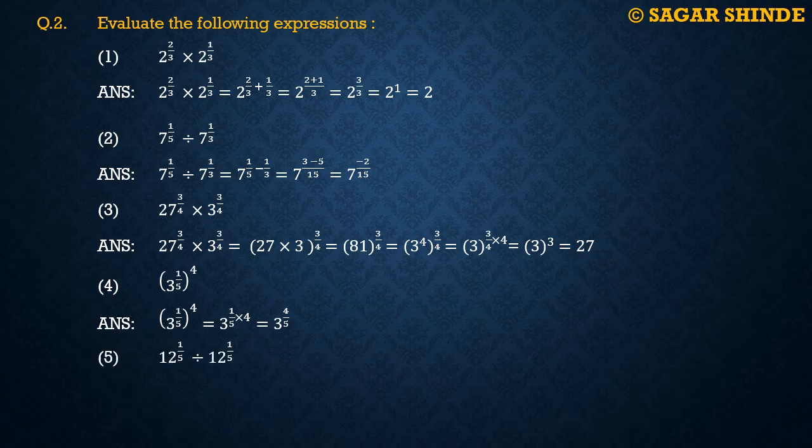Okay, next one we have 12 raised to 1 upon 5 divided by 12 raised to 1 upon 5. If you have a bit of common sense, you can see that it is nothing but division of the same numbers. So without using any laws of exponents also, you can directly write the answer of this one as 1 because it is the division of the same numbers. Okay, because we know 10 upon 10 is nothing but 1, 15 upon 15 is nothing but 1. Like that, same number divided by same number, we can always write the answer as 1. So here directly also you can write the answer 1.